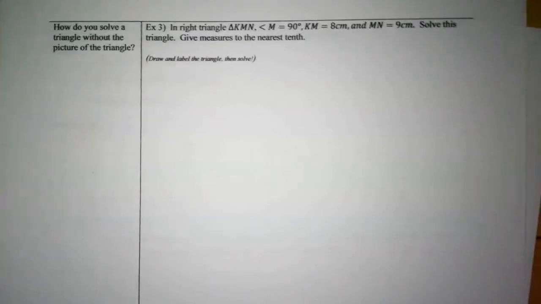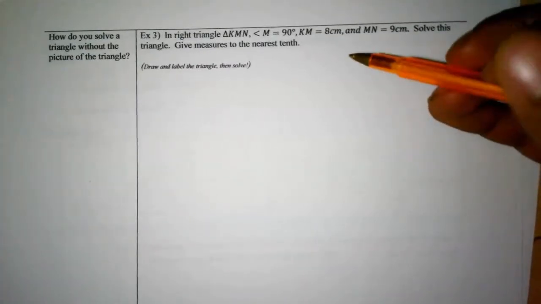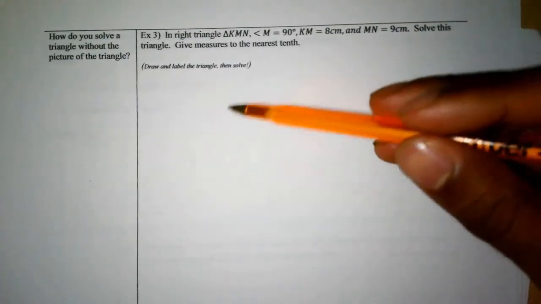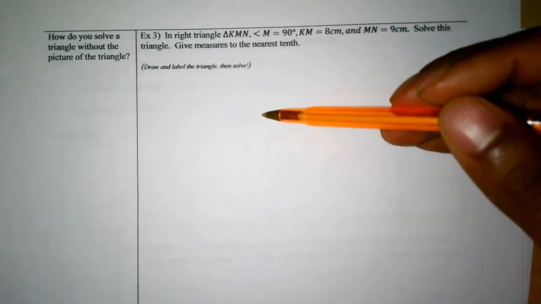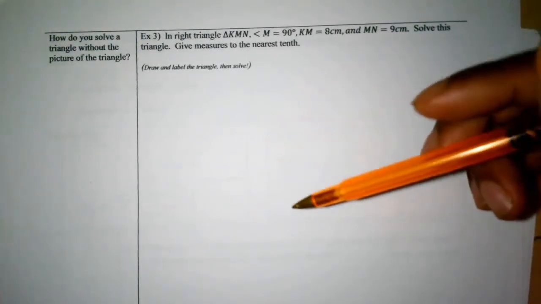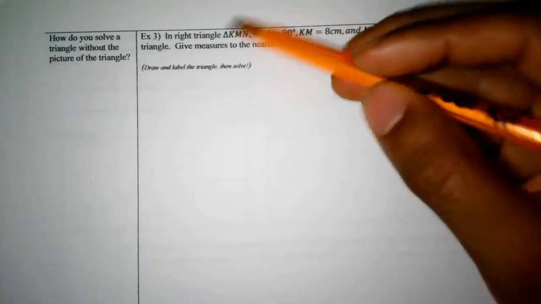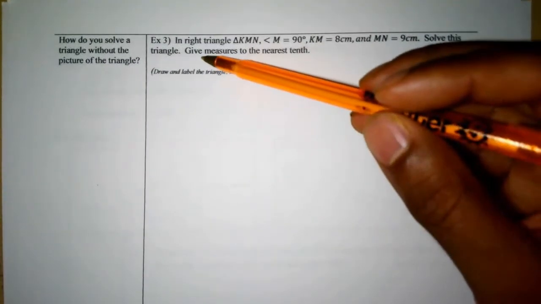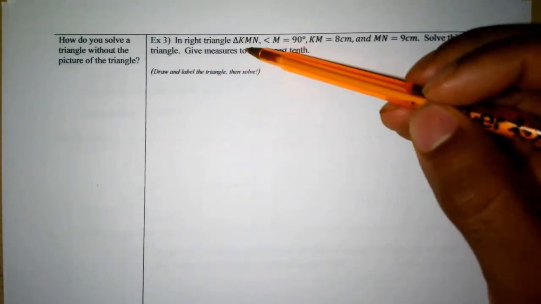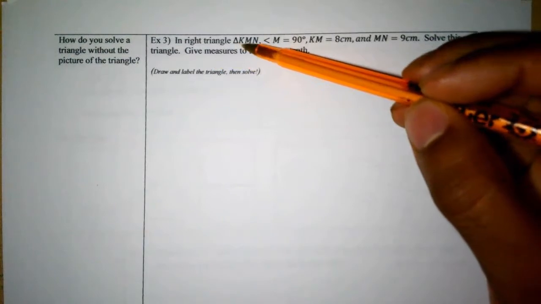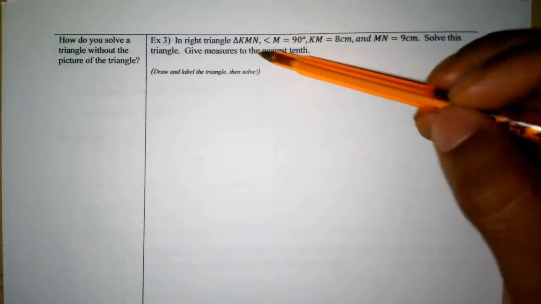Okay, so this question is similar to the last one, but the difference is there's no drawing for us and there's no inventory list. So what do we do then? We basically just draw it out and make an inventory list, right? So let's draw out the triangle first. So it says right triangle, triangle KMN, and this just means triangle with angles K, M, N, right?